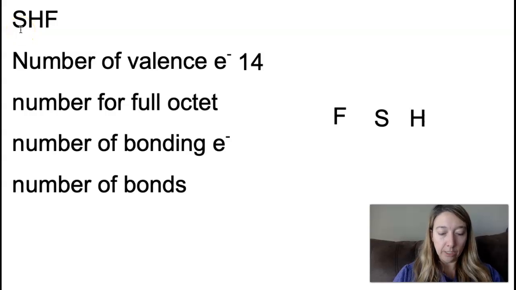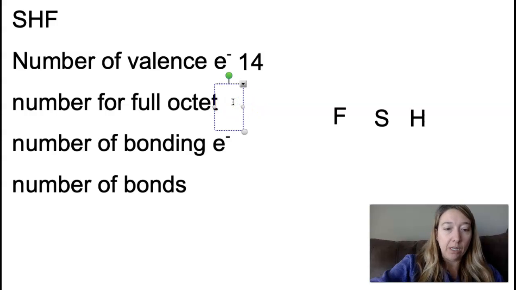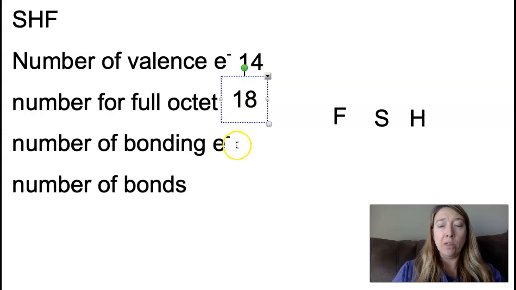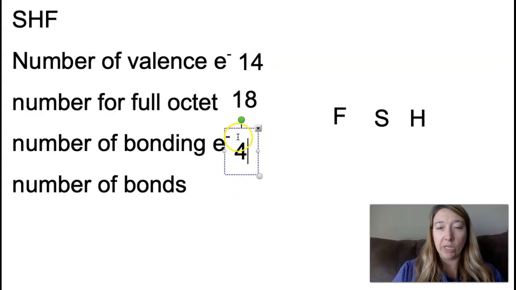So I have sulfur, it wants 8. I have hydrogen, it wants 2, and fluorine, which wants 8. So 8 plus 2 plus 8, that is going to give me 18. So to get the number of bonding electrons, we're going to get the difference between 18 and 14. So 18 minus 14 gives us 4. So we need to have 4 bonding electrons.